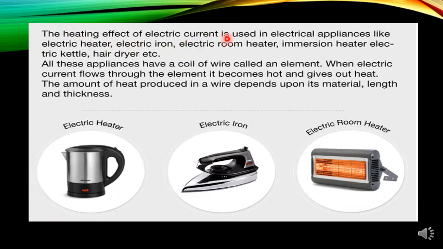So the heating effect of electric current is used in electrical appliances like electric heater, electric iron, electric room heater, immersion heater, electric kettle, hair dryer, etc. All these appliances have a coil of wire called an element. When electric current flows through this element, it becomes hot and gives out heat. The amount of heat produced in a wire depends upon its material, length and thickness. And what is the material used? It is a material like nichrome, whose resistance is very, very high. Also, the melting point will be very high in case of nichrome. That is why it is used as a heating coil. You will explain that in detail now.